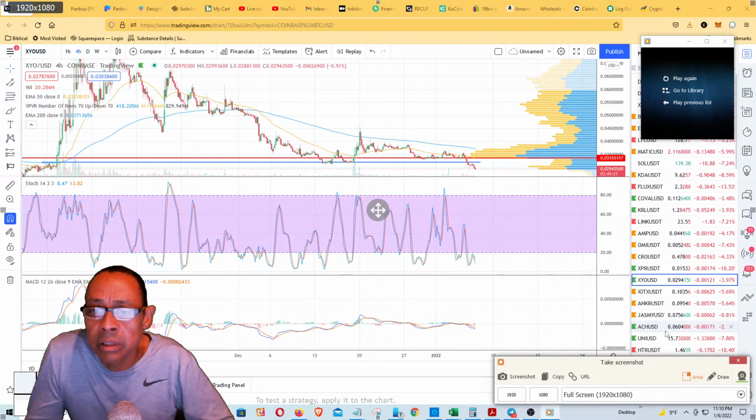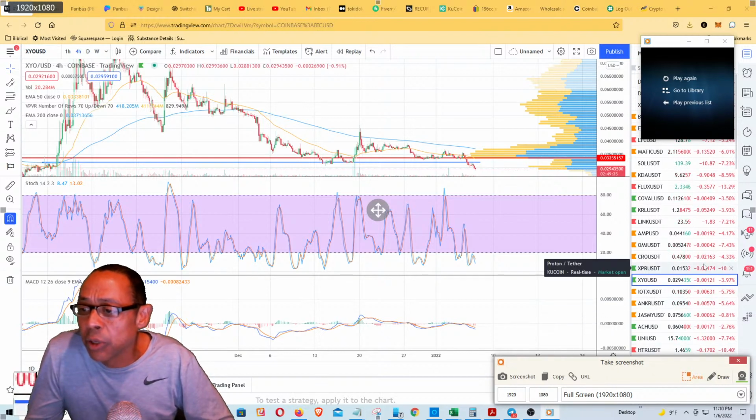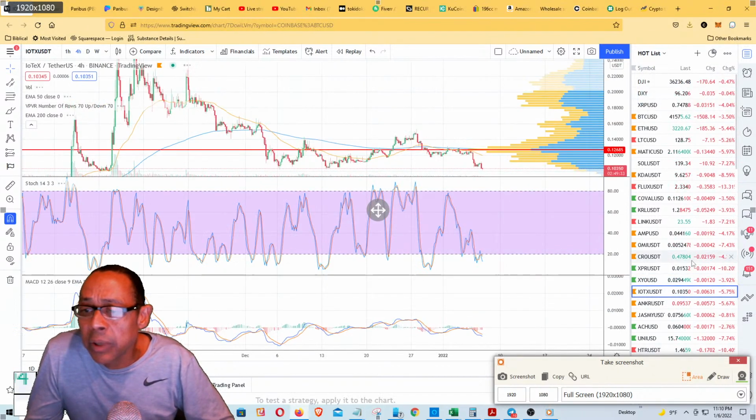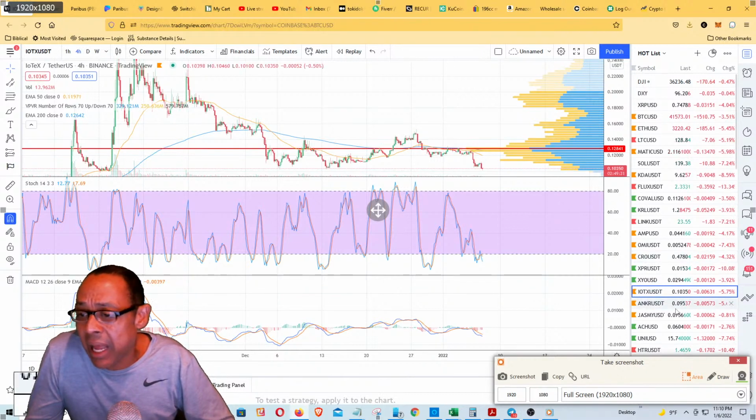Both the MACD and the stochastic. Let's blow through the rest of these real quick. IOTX, I've got a big bag of that. I'm sitting on 10,000 of it at 10 cents.